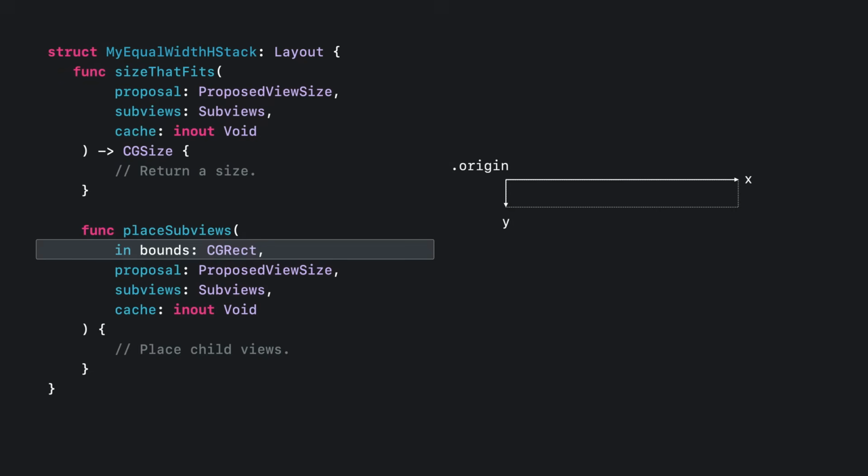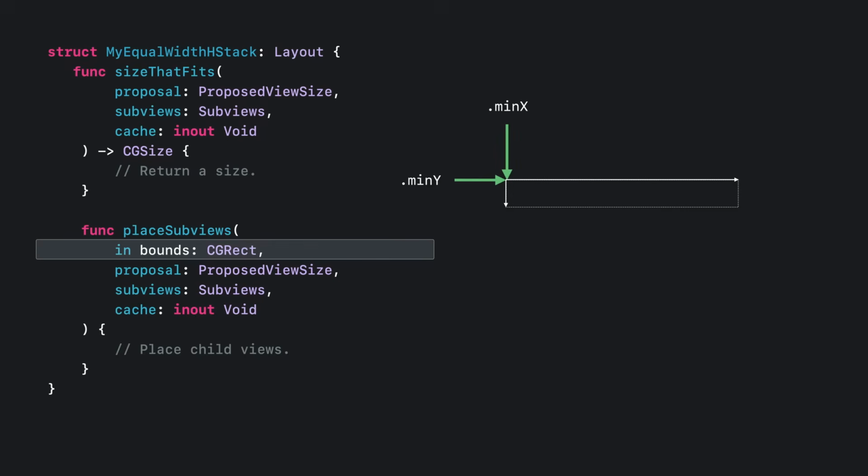The origin of the region is at the top left, with positive x to the right and positive y down. You can assume this for all your placement calculations, even in right-to-left language environments, because the framework automatically flips the x position of each view when laying out views in that direction. However, don't assume that the rectangle's origin has the value 0, 0. Among other things, allowing for a non-zero origin enables layout composition, where the placeSubviews method of one layout calls into the same method of another.